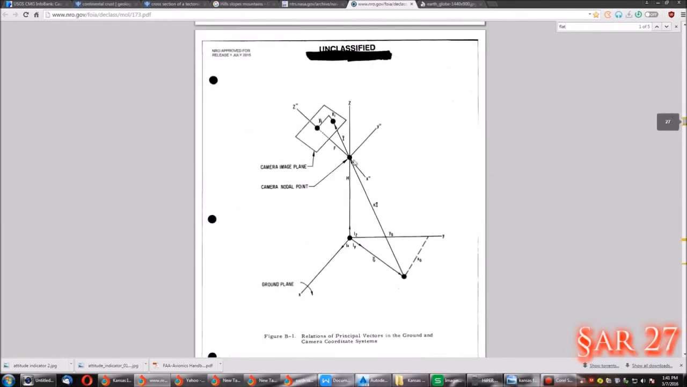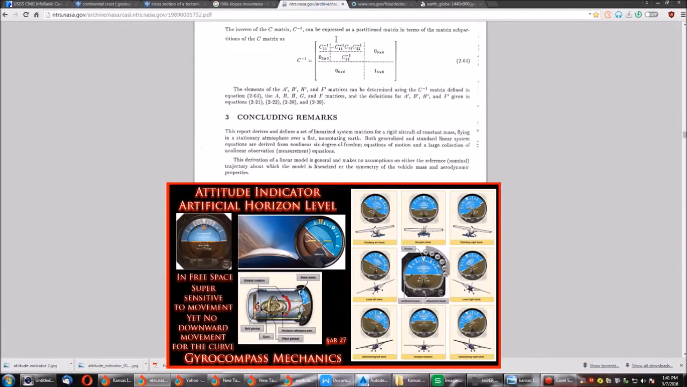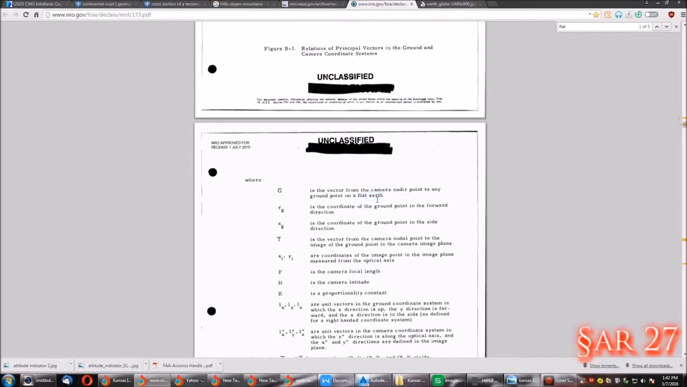See, the information is out there, folks. Here's the aircraft and a camera. And even here, where G in the line above indicates the vector from the camera nadir point to any ground point on a flat Earth. So this is the aircraft with its 6-degree-of-freedom equations, the 6 degree axis, the banking, the rolling, the pitch change, everything in the aircraft in free space, with the camera on the bottom to take pictures of a flat Earth. It's just more and more information put together out there that pushes forward the flat Earth model.